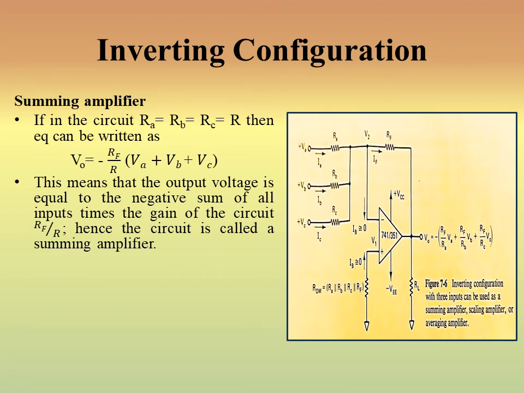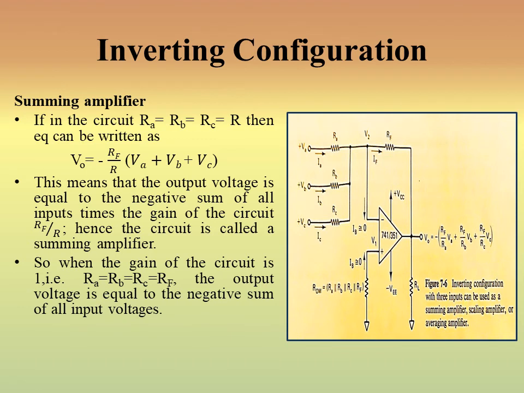This means that the output voltage is equal to the negative sum of all the inputs times the gain of the circuit. RF upon R is simply the gain of the circuit. So it is summing the inputs, and it is amplifying as multiplied by the gain. So such a circuit is called a summing amplifier. But if you want summing amplifier to mean simply adding the input voltages, then what we'll have to do? We'll have to make this gain equal to 1.